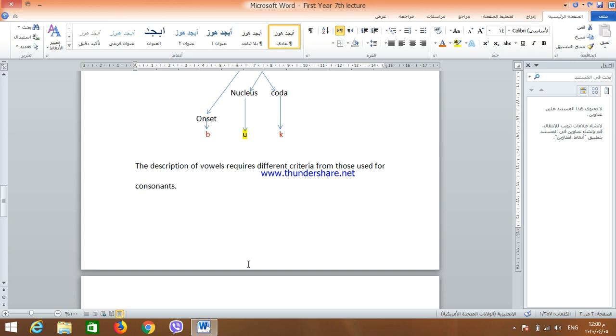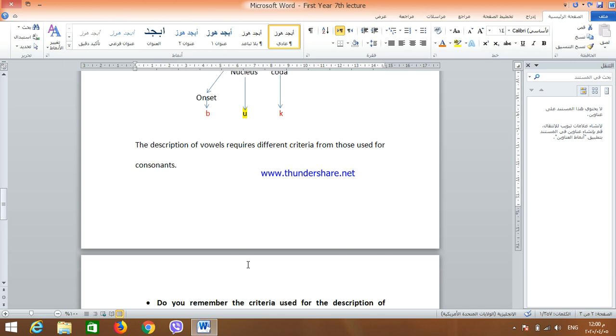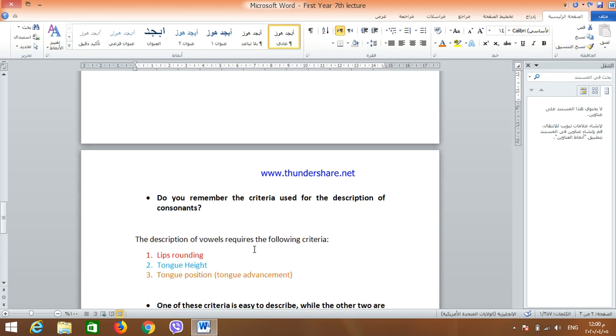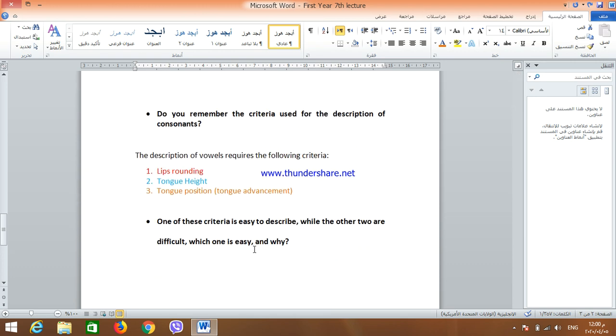If you remember, when we describe consonants, we used to depend on 3 criteria. Do you remember them? I leave this for you to refresh your minds. Do you remember the criteria used for the description of consonants? Just try to remember and refresh your minds.